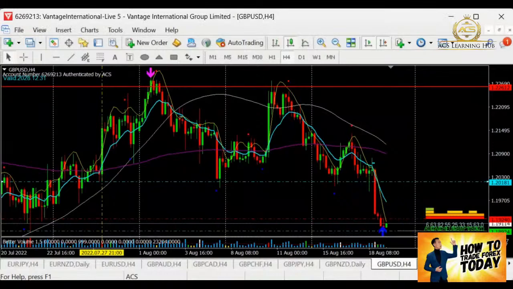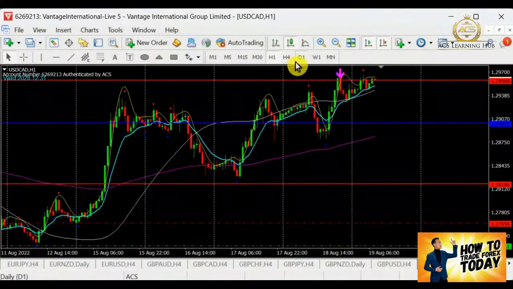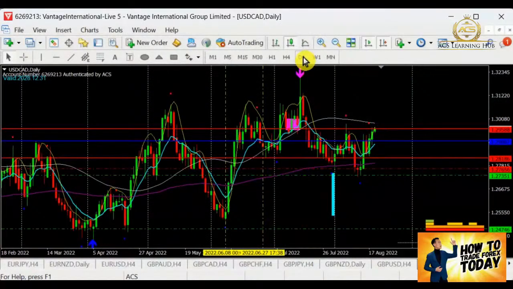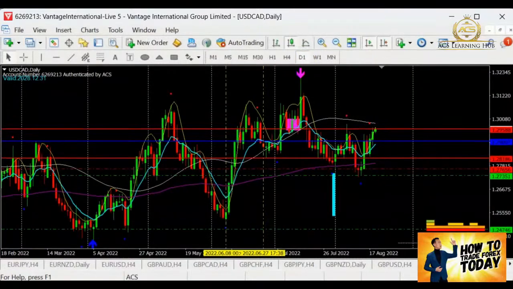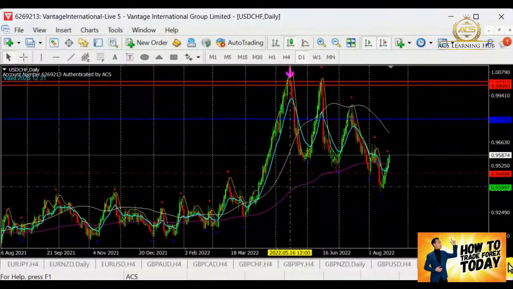What about dollar CAD? I think that's very obvious. We are running on the bull now, so I'm going to skip this. How about dollar franc? Same, I'm going to skip this. Good for buyers, but not for sellers.